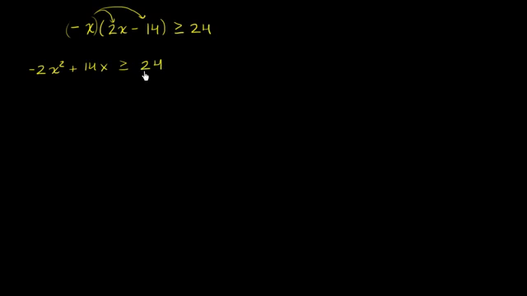Now I'm going to subtract 24 from both sides just so that we have a 0 here, and then we can think about factoring what we have on the left. So we have negative 2x squared plus 14x. I'm going to subtract 24 from both sides. So minus 24 is greater than or equal to, I've subtracted 24 from the right as well, so that's going to be greater than or equal to 0.